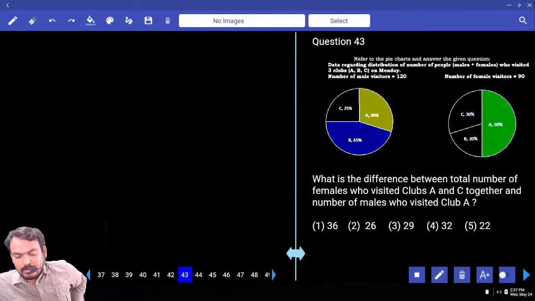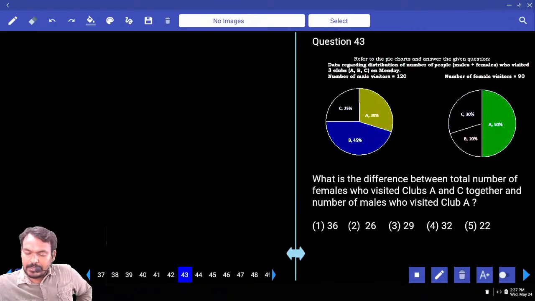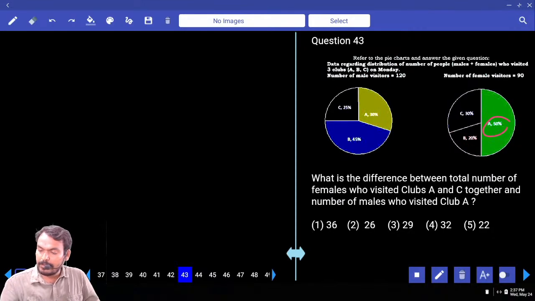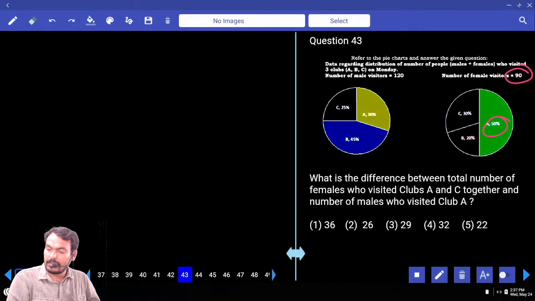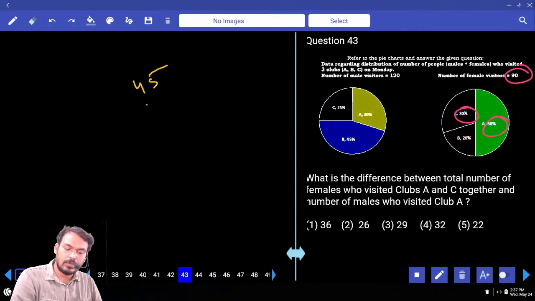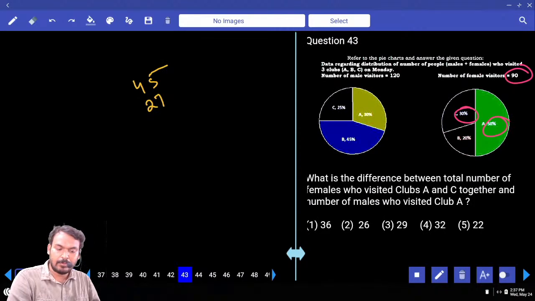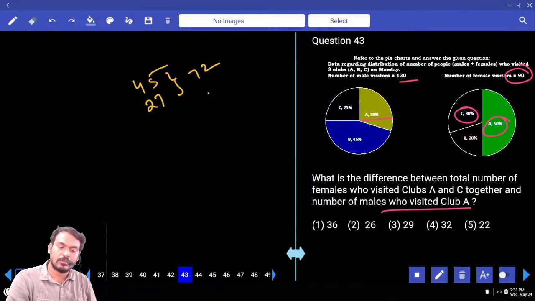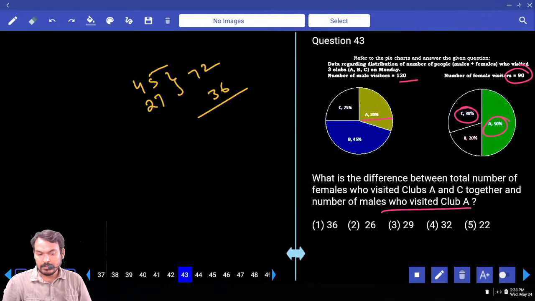What is the difference between the total number of females who visited clubs A and C together and number of males who visited club A? Females club A, 50% of which one? 90. How much? 45. 30% of 90 is 27. 45 plus 27, 72. Males who visited club A, 30% of 120. 36. What is the difference? 36 or not? We require difference or not?